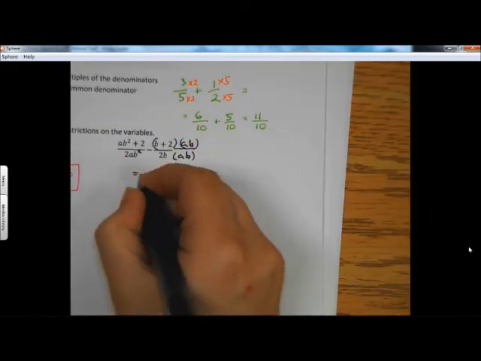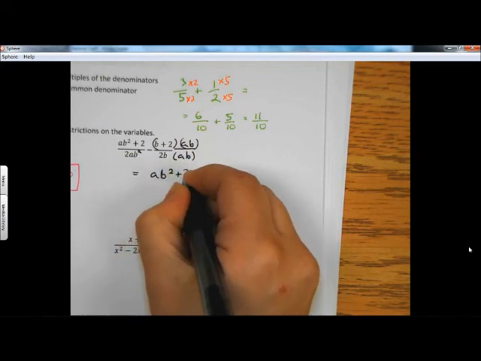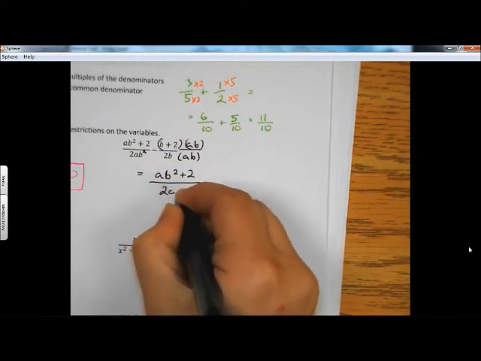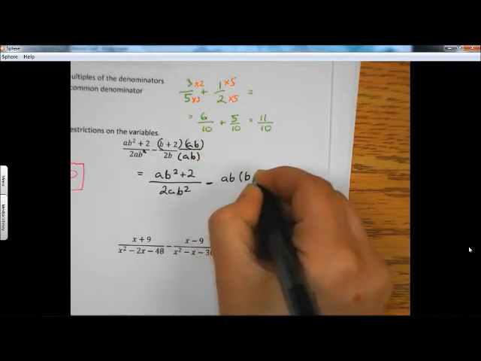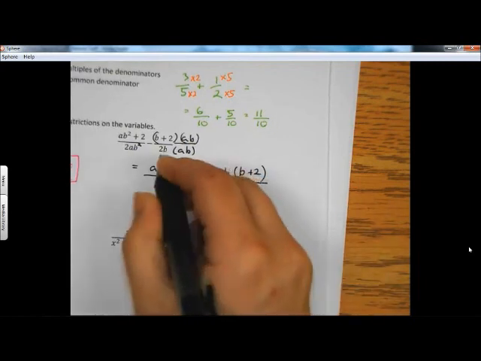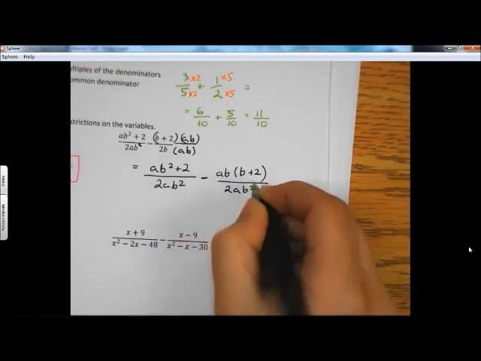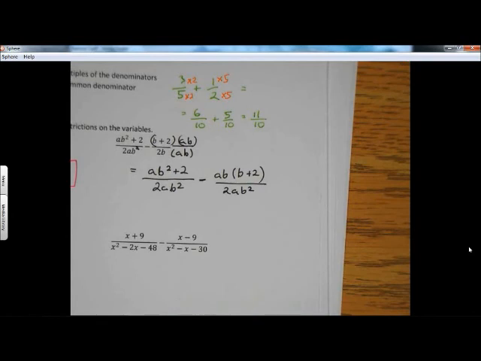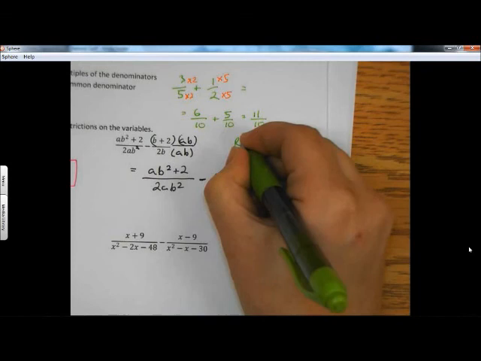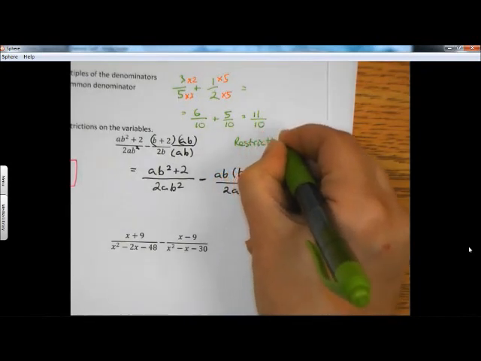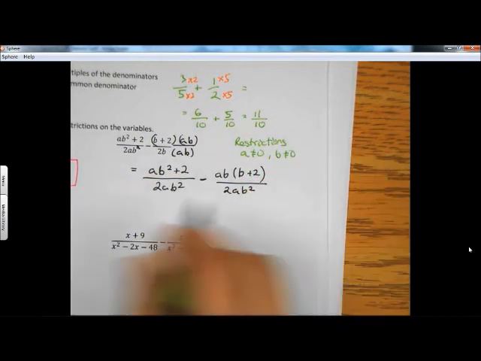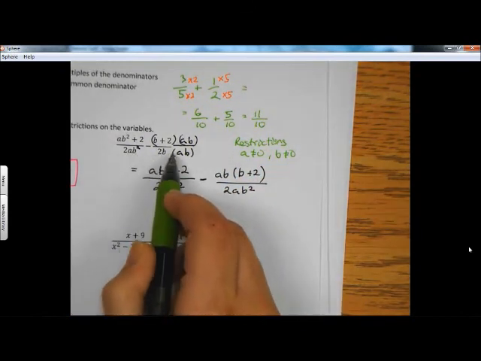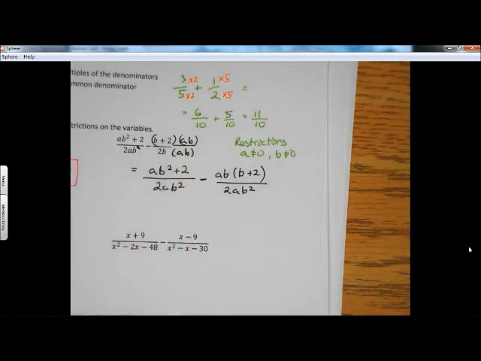So what do I have here? ab squared plus 2 over 2ab squared minus ab times b plus 2 over 2ab squared. Now I've got the same denominator, common denominator. However, I've jumped to step 3 when I forgot to state my restrictions. A cannot equal 0, B cannot equal 0. Alright, good.